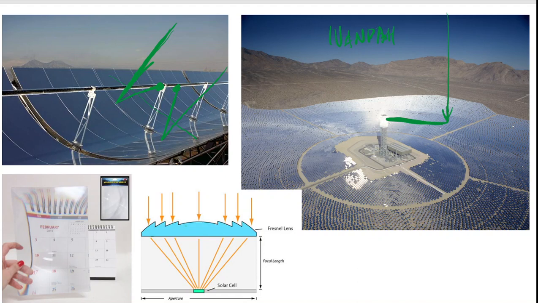And then we have also these things called Fresnel lenses. The best way for me to describe that is imagine one of those magnifying sheets that maybe your grandparents have.